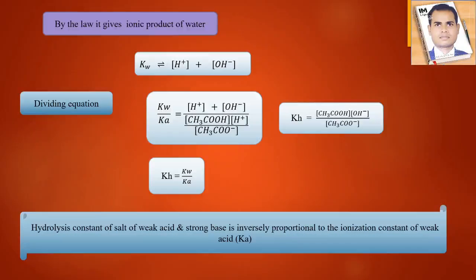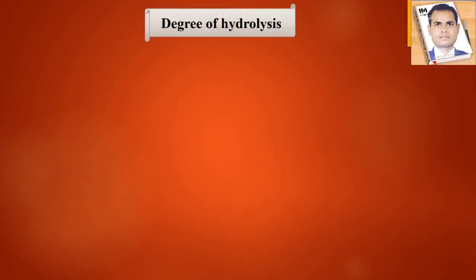and hence the hydrolysis constant of the salt of a weak acid and strong base is inversely proportional to the ionization constant of the weak acid, that is Ka, which we have taken here. Now we have to see the next topic, that is degree of hydrolysis.